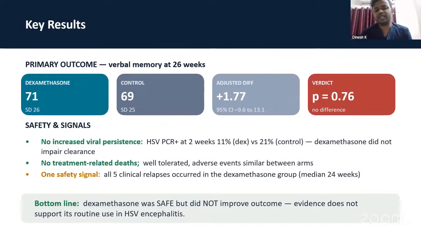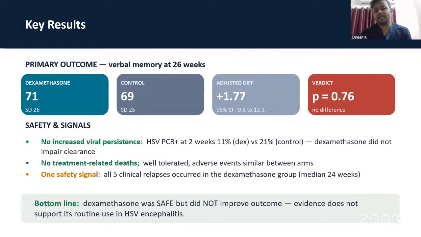And then if you see some of the secondary outcomes they were interested in, there was no increase in the viral replication at the second week if they do a CSF PCR. And there were no dexamethasone related deaths. Basically, the dexamethasone was well tolerated. The only thing we have to remember is that all the relapses happened in the dexamethasone group. Five clinical relapses happened, all in the dexamethasone group. But the median time to relapse was 24 weeks. This carries some significance, which we will see as we move forward.